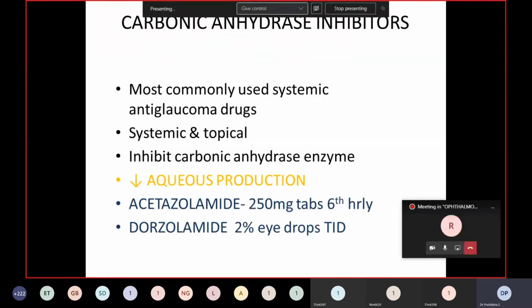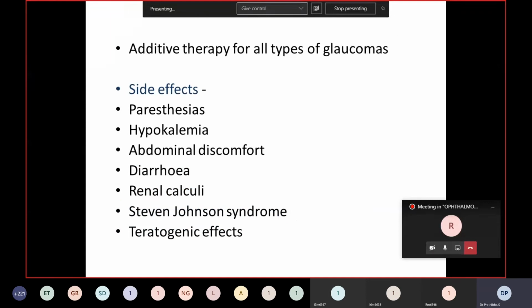So for initial control, along with topical medication, we can use this as a systemic drug, which reduces the aqueous production. But this drug cannot be used for long-term therapy. In glaucoma, it is a lifelong treatment. So only in acute phases can we use these carbonic anhydrase inhibitors, as some additive therapy.